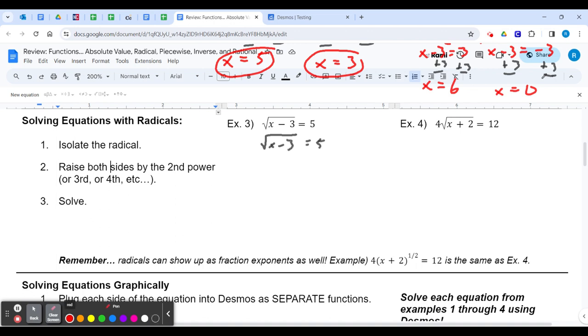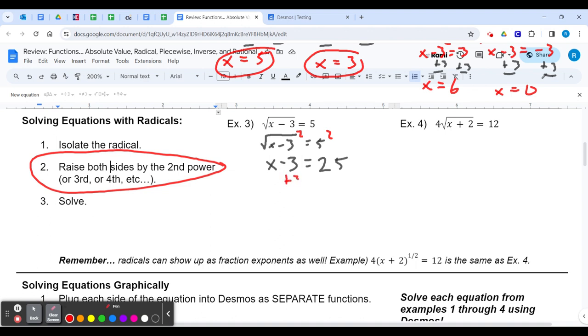And what I'm going to do is raise both sides by the second power because that undoes our radical sign. We're square rooting on the left, so we want to square it and square it. That square undoes that radical sign on the left, so we're just left with x minus 3. 5 squared is simply 25. And then we can solve the rest of our equation, right? To get rid of that 3, we add it to both sides, and we get x equals 28.